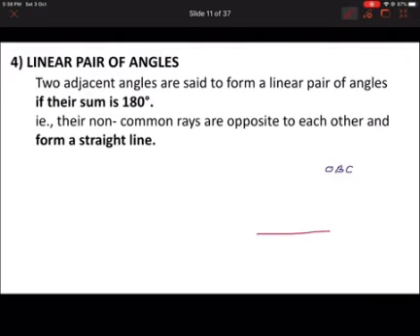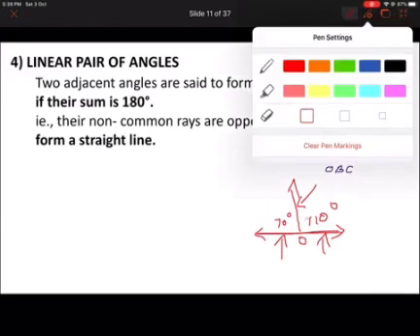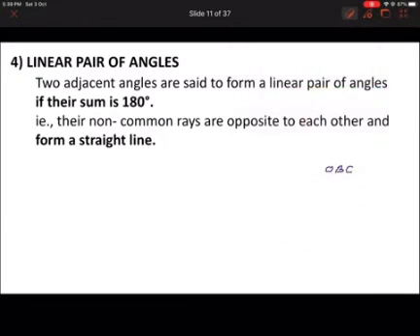What do we mean by that? Here in this example, what did we say? This is 70 degrees and this is 110 degrees. Fine. Now here this is the common ray, children. This is the common ray. But this and this are non-common rays. They are opposite to each other and they form a straight line. Clear? Such angles are called linear pair of angles. Such angles which are supplementary, also which are adjacent, are called linear pair of angles.